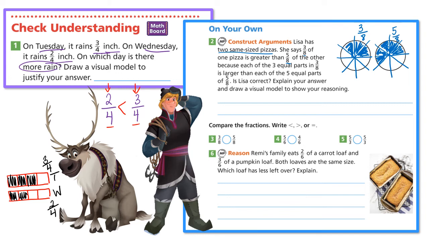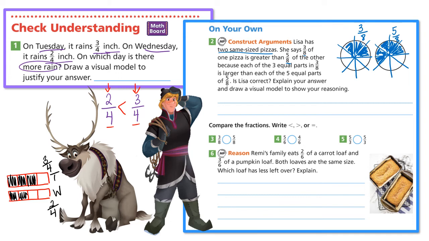I disagree, boys and girls. I don't think her thinking is correct, because since all of the parts are the same size, my denominator is the same, so now I can compare the parts that I'm counting, my numerator. 3 parts out of 8 is less than 5 parts out of 8.